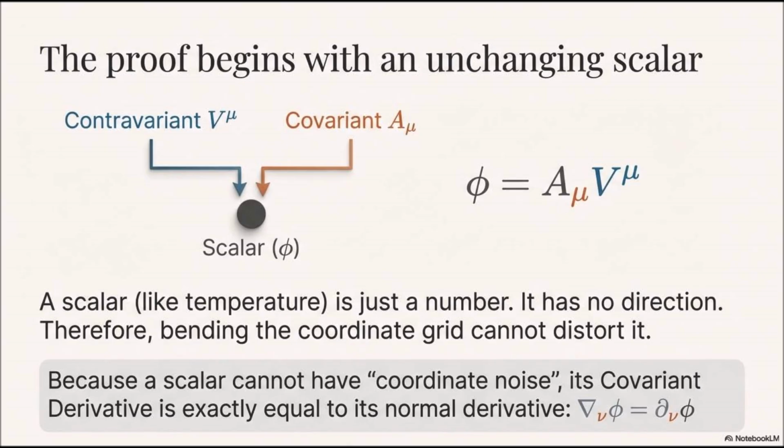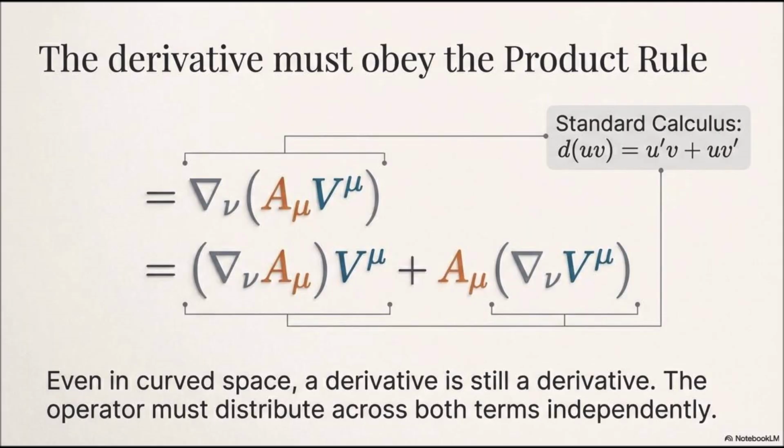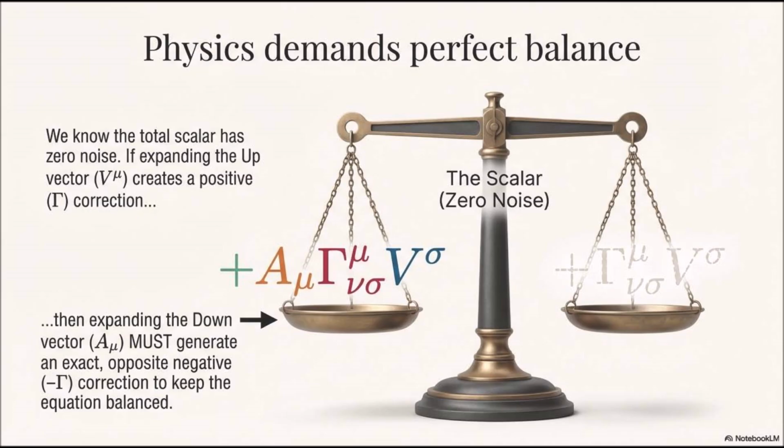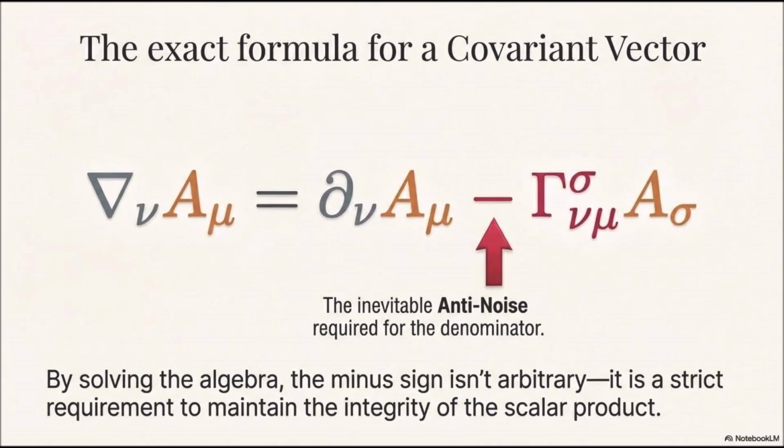And here's the breakthrough. We want to isolate the covariant derivative of our lower index vector, nabla subscript nu of a subscript mu. To get it by itself, we simply take the gamma term and subtract it over to the other side. The final breakthrough: nabla subscript nu of a subscript mu equals the partial derivative subscript nu of a subscript mu minus gamma superscript sigma subscript nu mu times a subscript sigma. Boom! There it is. The minus sign.